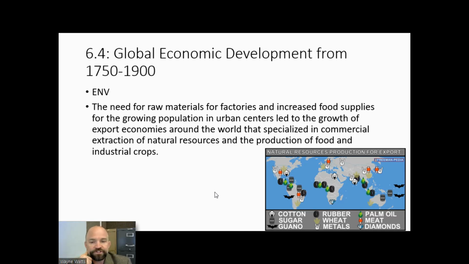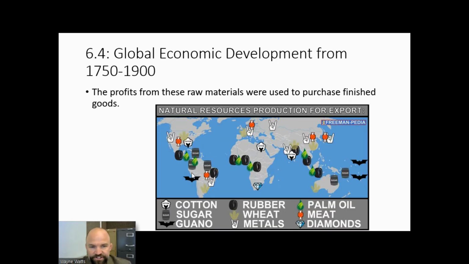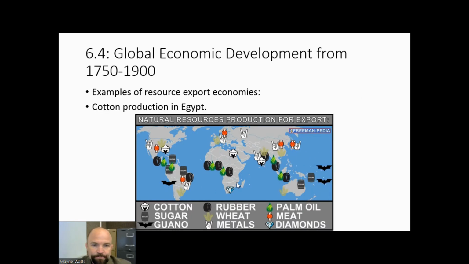So, pretty much the entire world by 1900 has been pulled into this new industrial system, either by being an industrial and therefore usually also imperialist nation like the British, or producers of raw materials that would be shipped to those industrialized nations. The profits from these raw materials were used to purchase finished products.